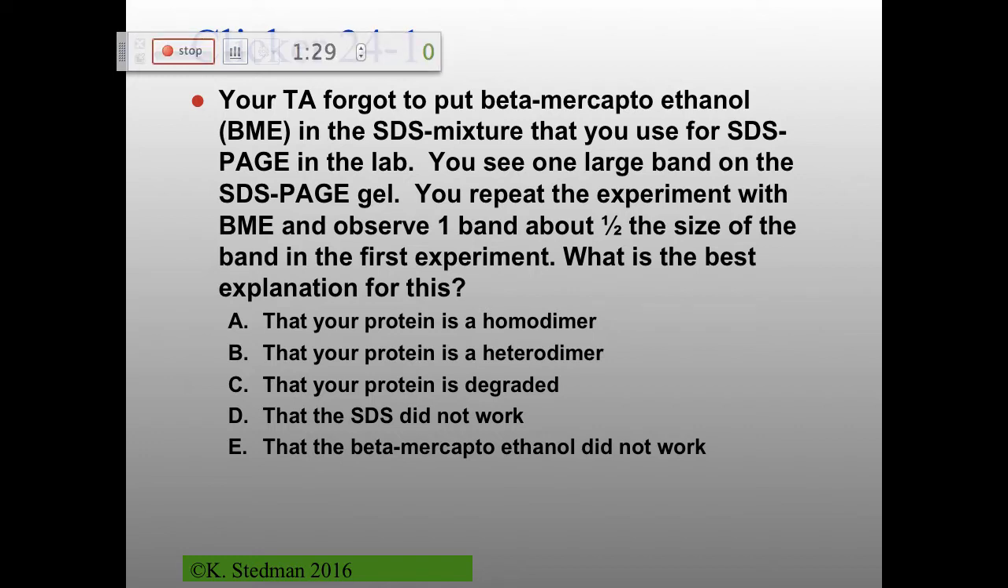Nice long one here. Your TA forgot to put beta-mercaptoethanol, darn TA, in the SDS mixture that you use for SDS page in the lab. You see one large band on the SDS page gel. You repeat the experiment with BME and observe one band about half the size of the band in the first experiment. What's the best explanation for this? Your protein's a homodimer, protein's a heterodimer, protein's degraded, the SDS did not work, the beta-mercaptoethanol did not work.